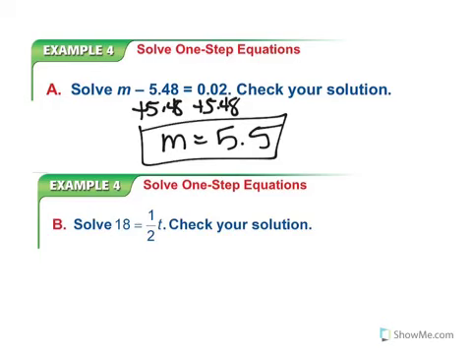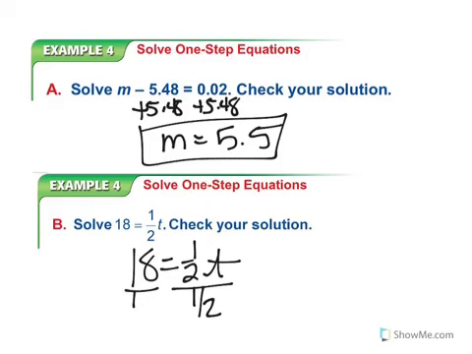Okay. If you take a look at B, it says solve 18 equals 1/2 t and then check your solution. Okay, so 18 equals 1/2 t. We see that we are multiplying by 1/2. So you can do one of two things. You can either divide both sides by 1/2, okay, and you get t is equal to 36, or you can solve it by multiplying by the reciprocal.